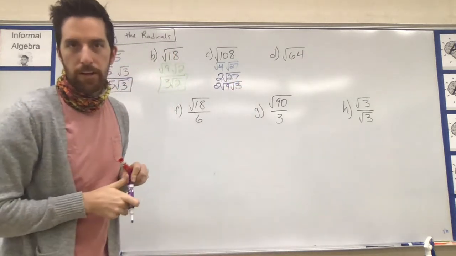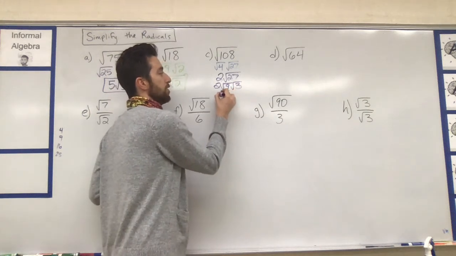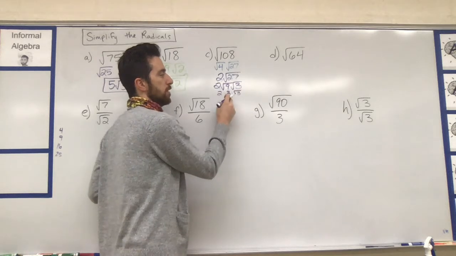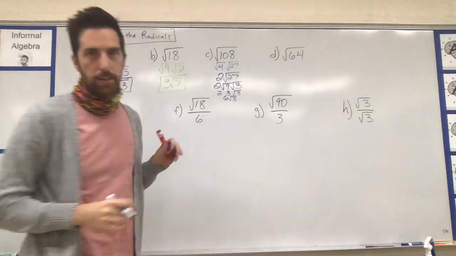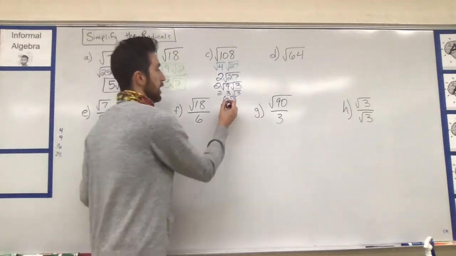There we go. So the square root of 9 is 3, but we also have this 2 out there, so we're going to have to multiply those together. So 2 times 3 is 6, so it becomes 6 root 3. That would be our final answer, because there are no more perfect squares left in 3. Do you know what I mean?